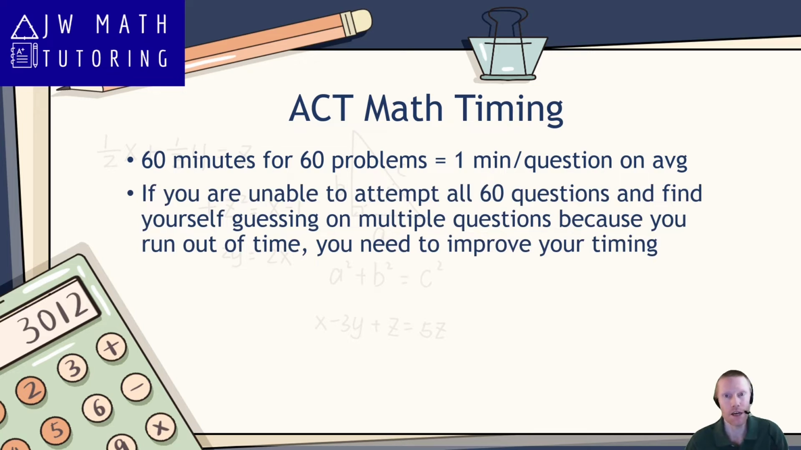But a lot of times, students find themselves unable to attempt all 60 questions and instead end up having to guess on multiple questions, basically because they ran out of time. Maybe it's the last 5 questions or 10 questions, or it could even be more. I've read situations where when a student first starts to prepare for the ACT, they take a practice test and they only end up being able to answer half of the questions. They only get to somewhere in the 30s before essentially having to just fill in and guess.